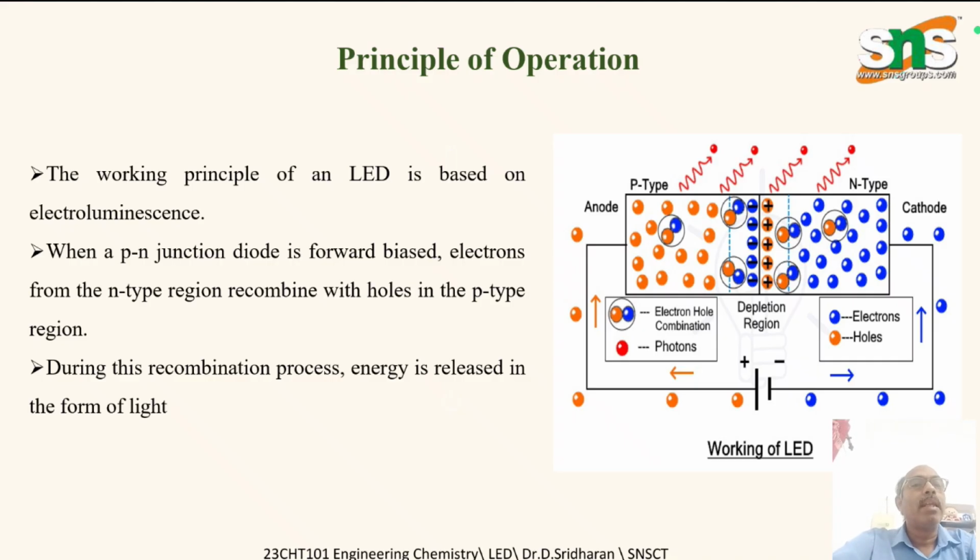Here is a PN junction. This slide shows the PN type of material. The P-type has holes and the N-type has electrons. The electrons flow from the N-type to the P-type semiconductor. During this recombination process, energy is released in the form of light.